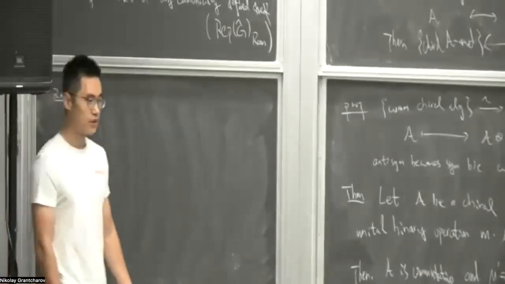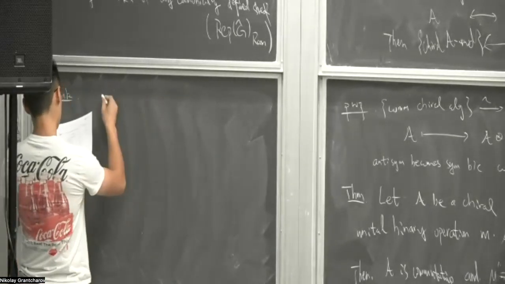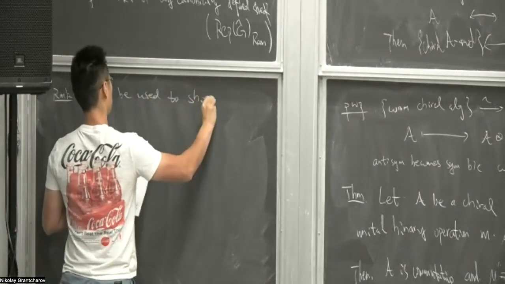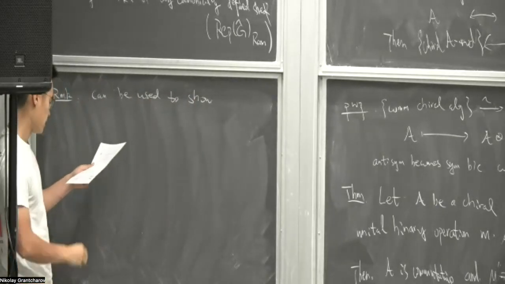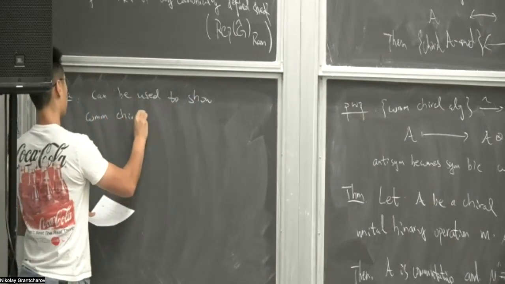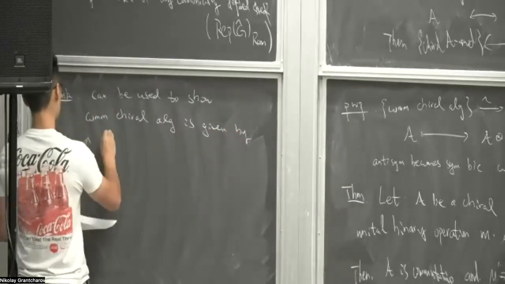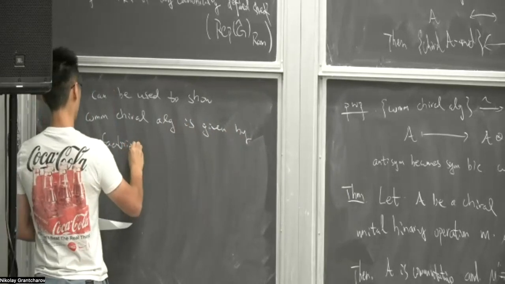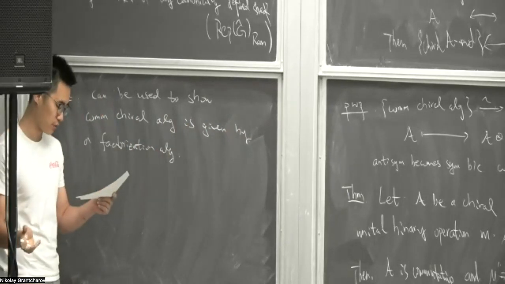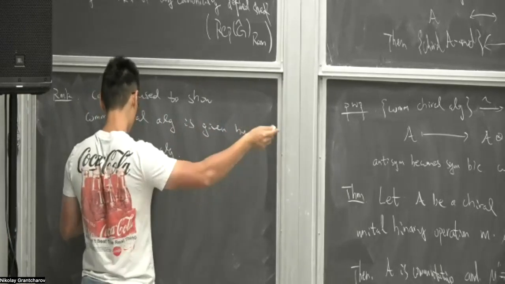This can be used to give another description of commutative chiral algebra. So for commutative algebra, the commutative chiral algebra is really given by a factorization algebra. The factorization algebra corresponding to this chiral algebra is actually given by the global section of the multiple jet space, multi-jet space. The I corresponds to the number of jet states.